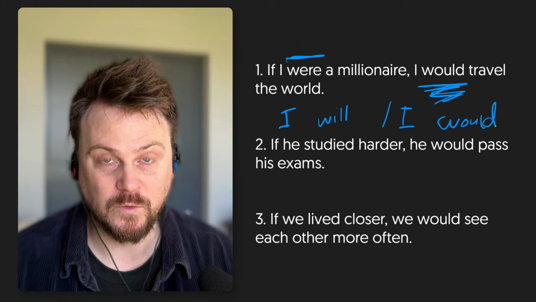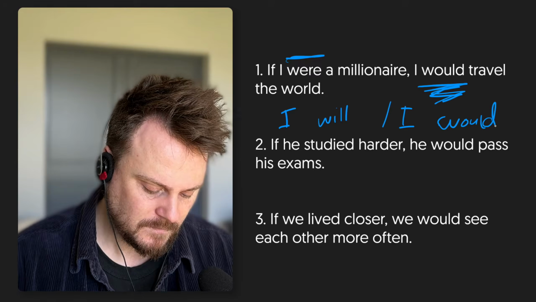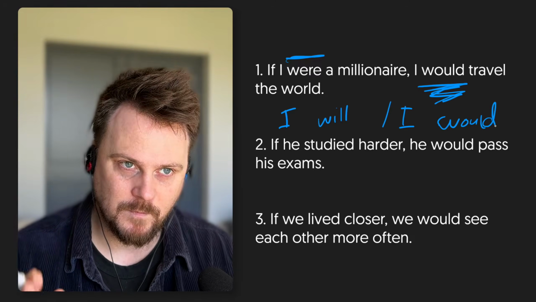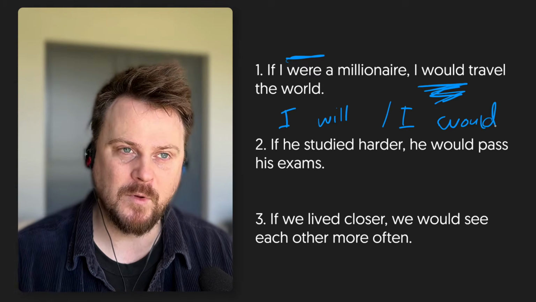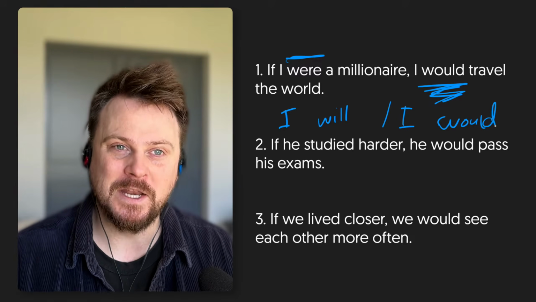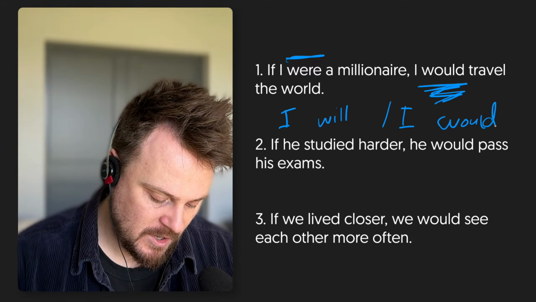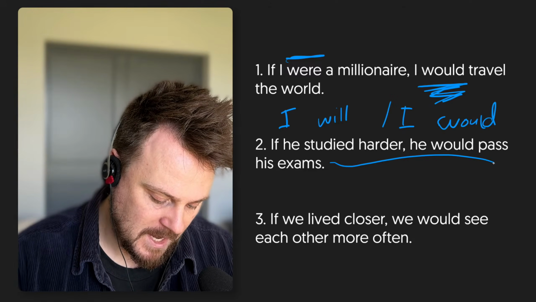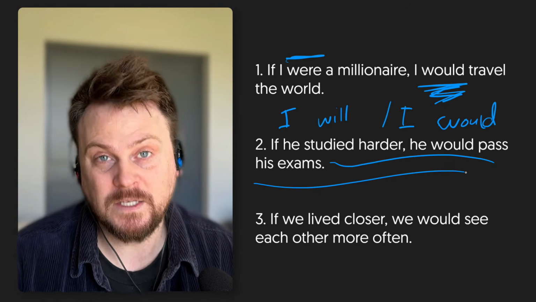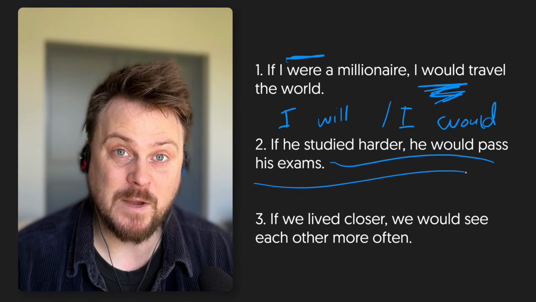I will go to the store tomorrow. If it rains, I will cancel, right? And can and could work in the same way. Can means I'm able, I'm capable. Could can be used to mean hypothetically able or capable. If he studied harder, he would pass his exams. Okay, well, what is this saying? It's not true. He doesn't study hard. But if he did, then he would pass.